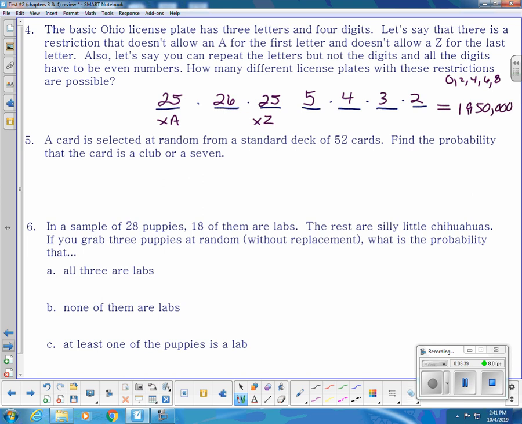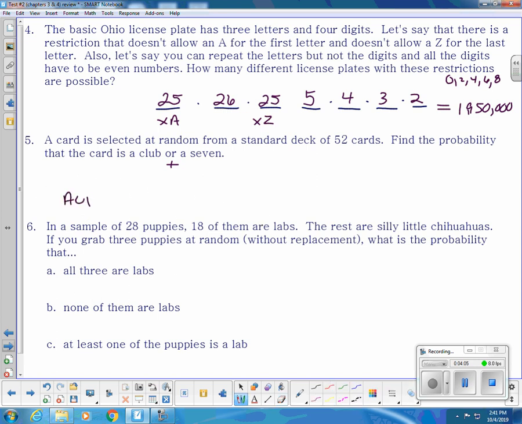All right. A card is selected at random from a standard deck of 52. What's the probability that the card is a club or a 7? So the rule says, this is the union rule, you take the probability of A plus the probability of B minus the intersection. And you know what? I'm just going to add them. It's going to be easier.